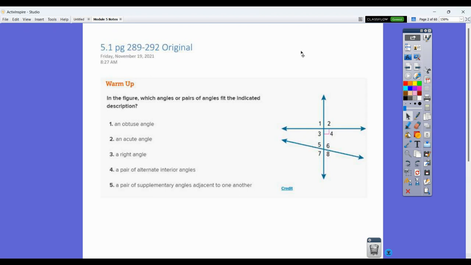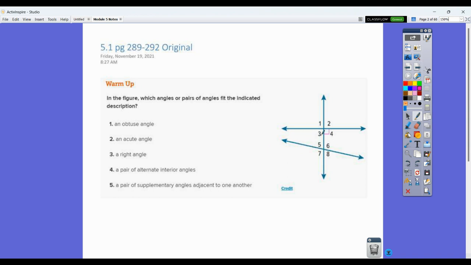Hi students, we are going to talk about section 5.1 today. I'm going to start with just a few quick warm-up questions here. So in the figure, which angles or pair of angles fit the indicated description? You're looking at this figure here, and you can pause this and do these, but an obtuse angle.